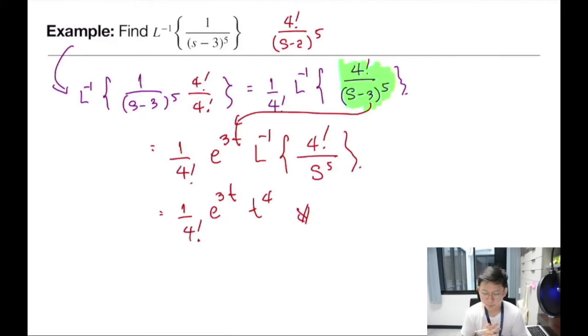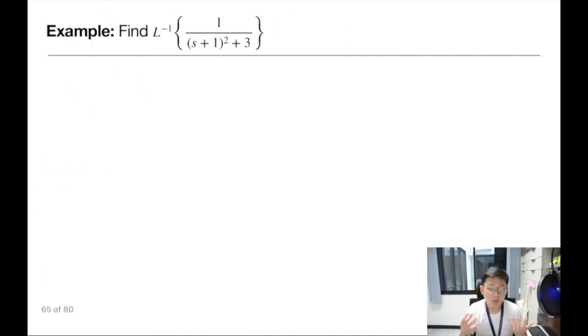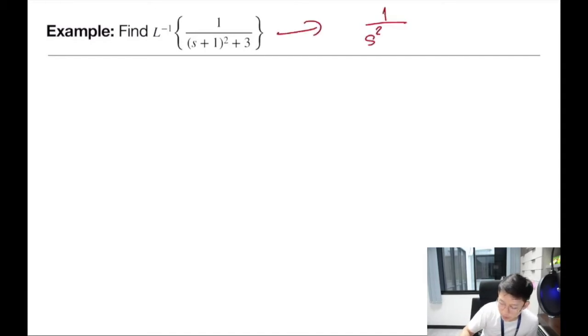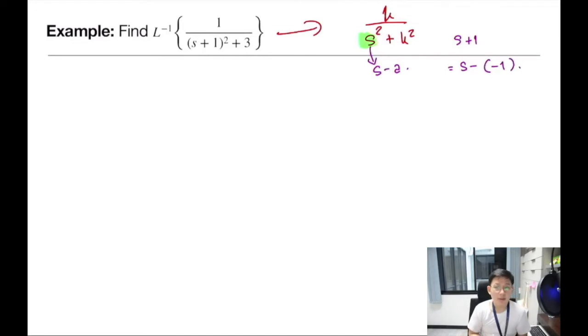Does it make sense? Okay, so the next one looks pretty much like k divided by s squared plus k squared, but this s is shifted to s minus a. In this case it's s plus 1, but s plus 1 is actually s minus (minus 1), right?